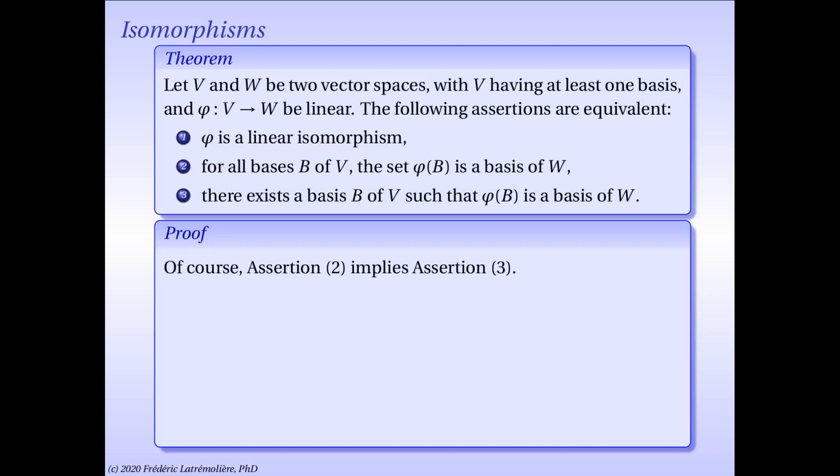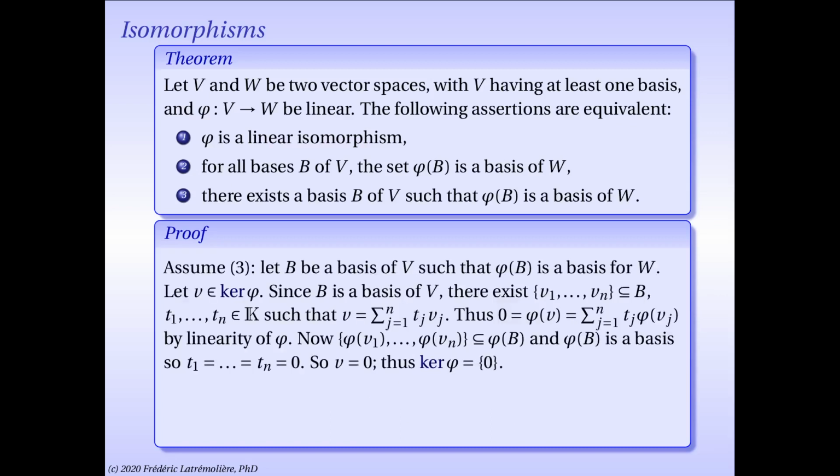Now, of course, 2 implies 3. So let's assume 3. That is, we assume now that there exists a basis B of the vector space V such that phi of B is a basis for the vector space W. So my point is now I want to prove 1. So I want to prove such a phi must be an isomorphism. Well, it's already linear, so all I need to prove is that phi is bijective. And thus, I want to prove that phi is both injective and surjective.